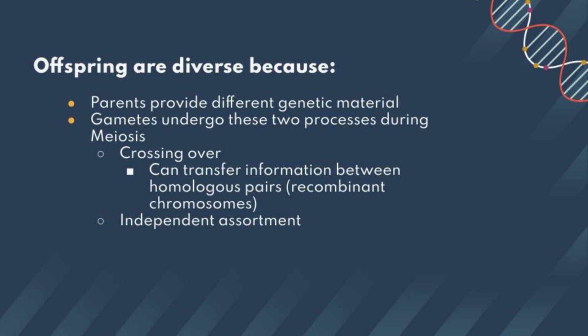And then we also have independent assortment, which is talking about how alleles are not stuck together. So a gene for green eyes and a gene for red hair don't pass down together. So you can pass the green eyes to one child and the red hair to another.